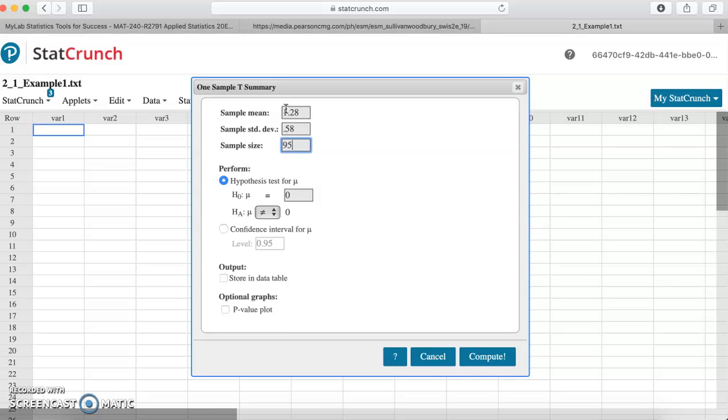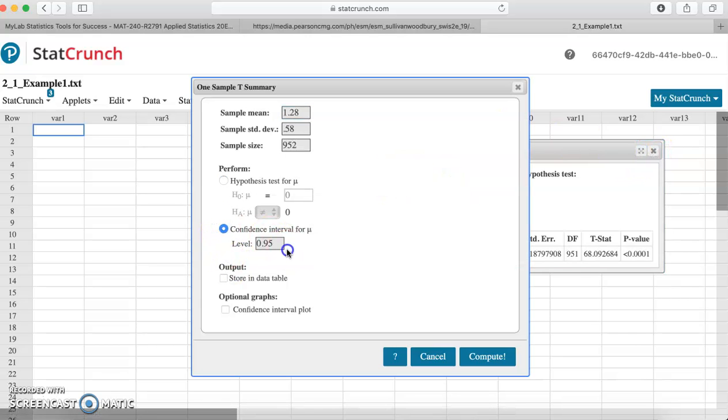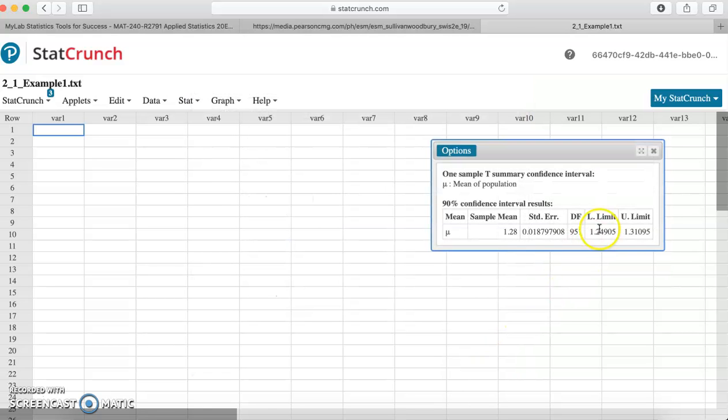Sample size is 952, and you click compute and it gives you, oops, I just realized, hold on. Forgot to click confidence interval. 90%, see there, everyone makes mistakes. Here we get now these lower and upper limits, and that was so much simpler. There's no calculations and no room for error. So yeah, if you have any questions about that one, let me know.